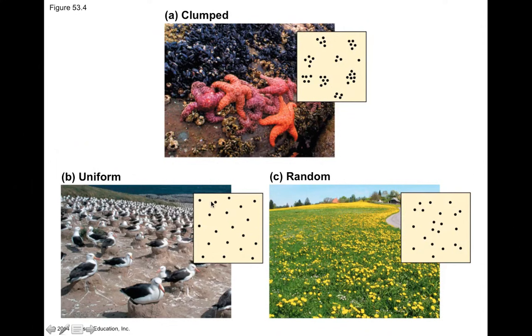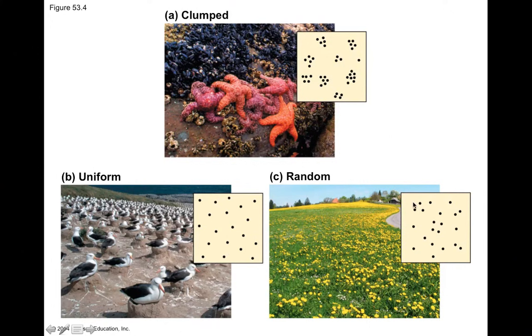Uniform dispersion is when organisms are pretty evenly mapped out throughout a particular area that they occupy. Like for example with these gulls, you can see what's happening here is there's some territoriality where each gull occupies a particular amount of space that it protects, and it's the same amount of space that is protected by each gull, which ends up leading to this very uniform distribution.